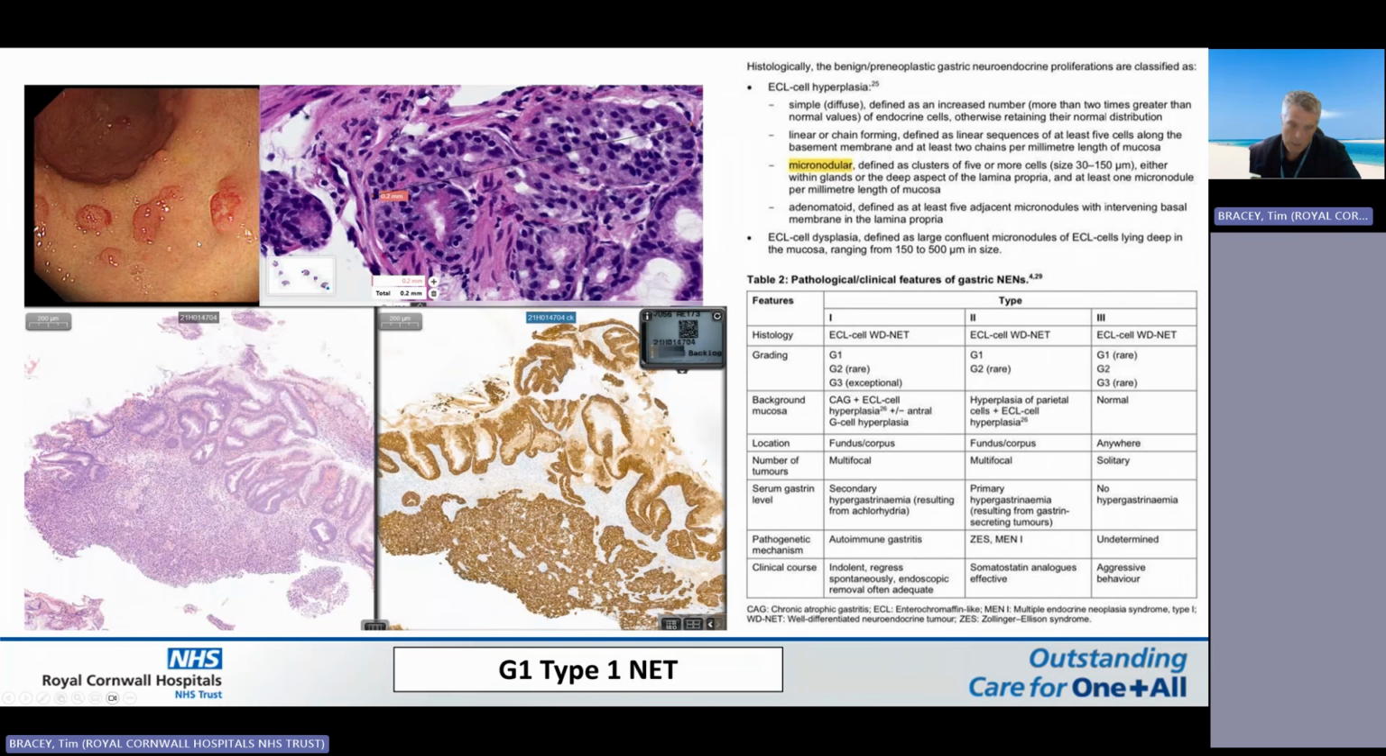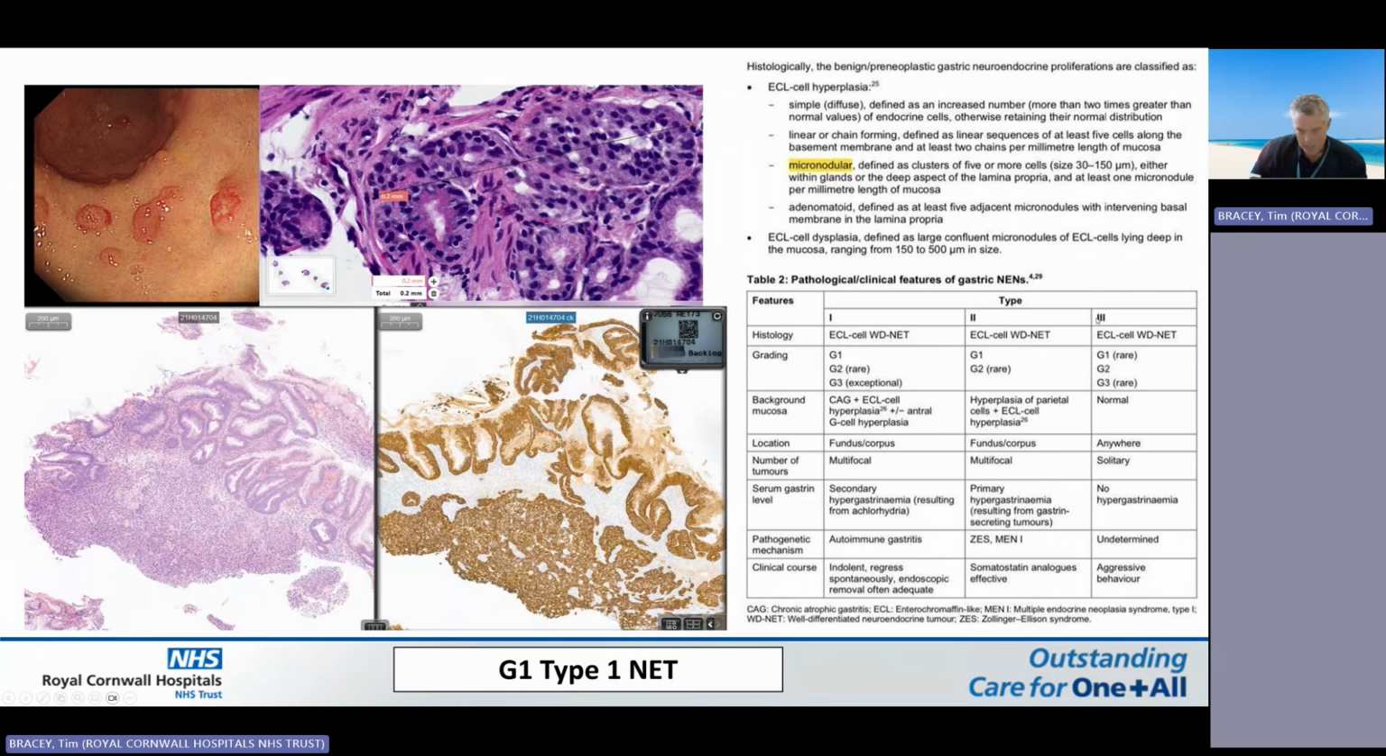All that happens on surveillance is they're looking for one that's got over the size of a centimetre, and then they should go to the specialist centre for endoscopic excision. So we've got a few patients at the moment with 8 or 9 millimetre diameter grade 1 type 1 NETs who've been having regular surveillance, and they still grow by maybe 1 millimetre a year.